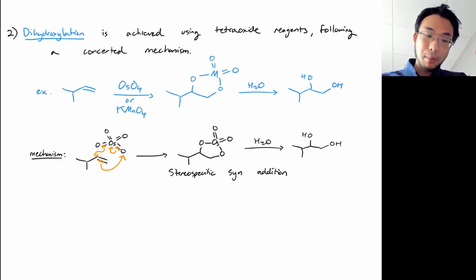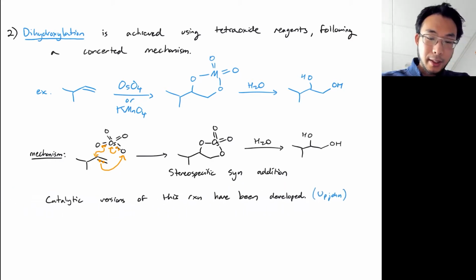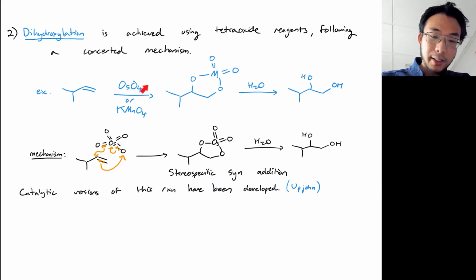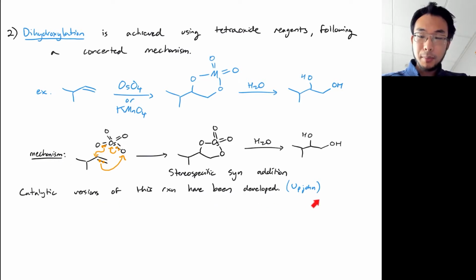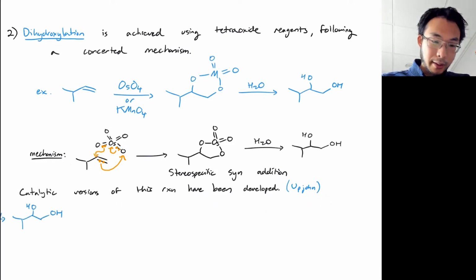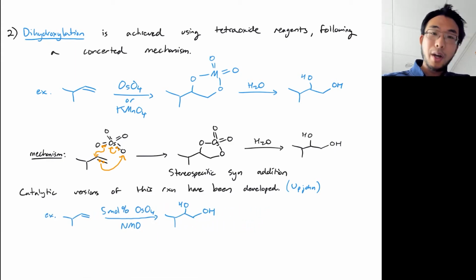A solution that people have come up with is to make it so that the reaction is instead catalytic in terms of osmium. And so the version of this that has been developed is called the Upjohn dihydroxylation. An example looks like this here. So instead of using 1 molar equivalent, or we could consider that 100 mole percent of osmium tetroxide as we did up here, now we're using just 5 mole percent osmium tetroxide. So I guess 5% as toxic.